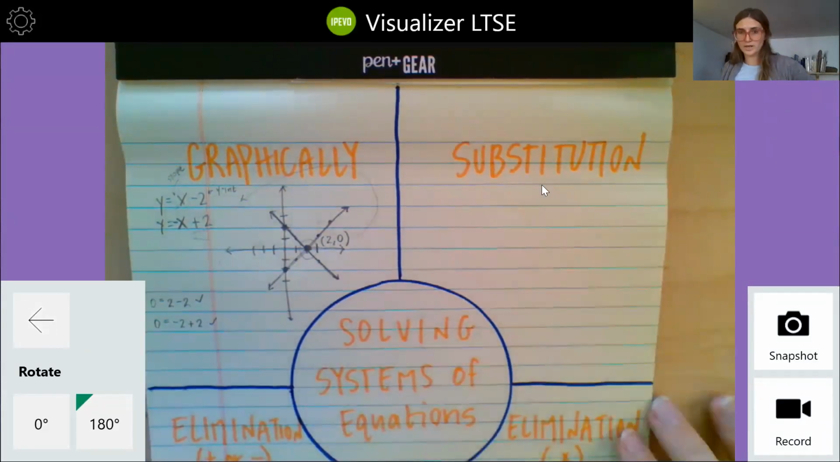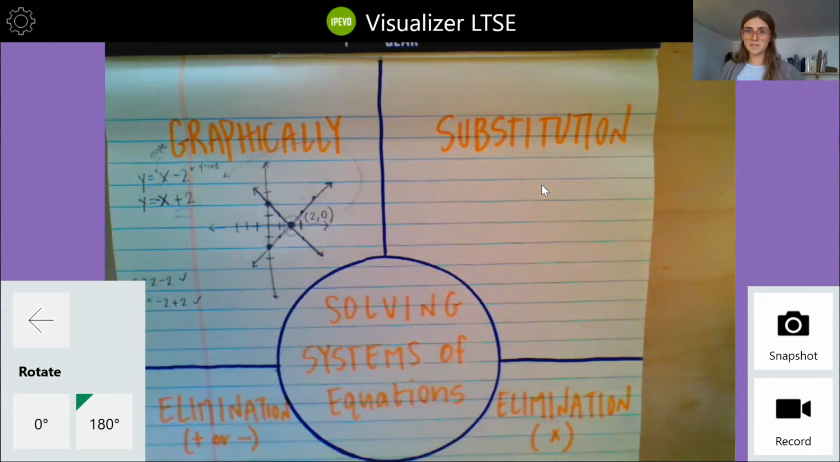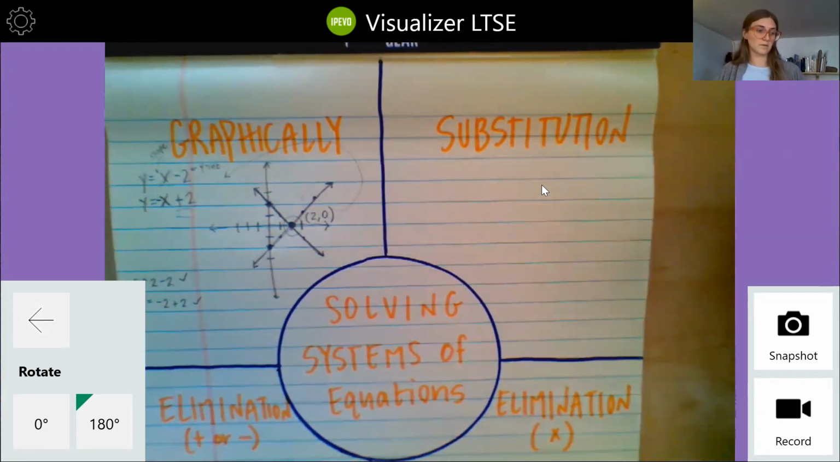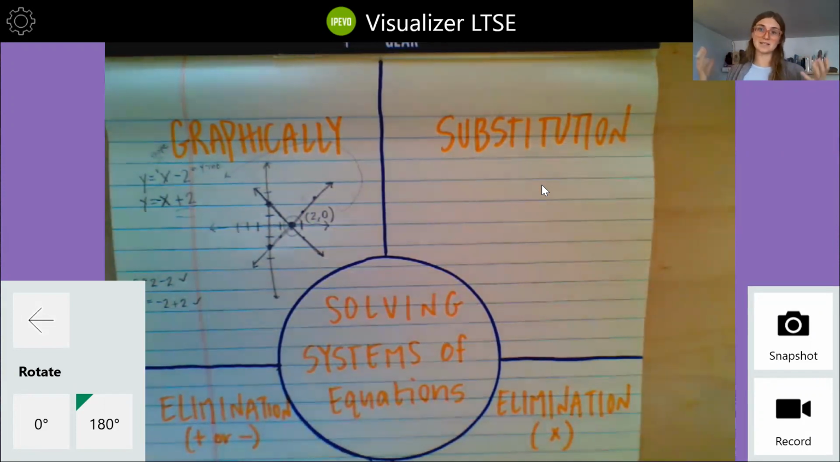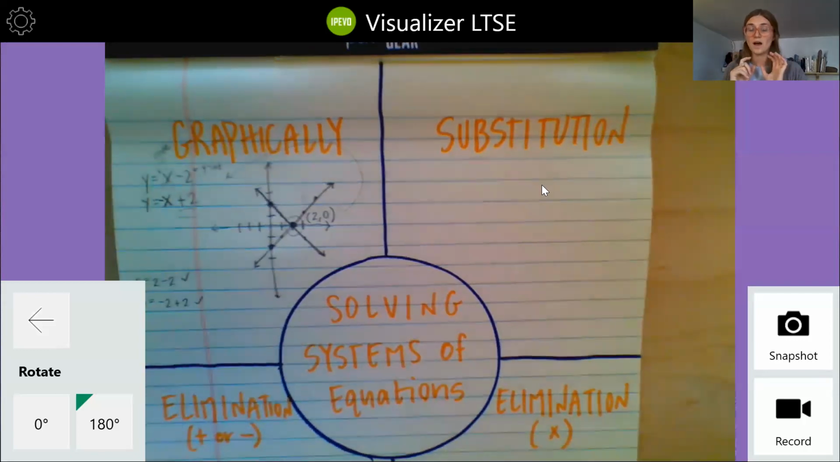Okay, so we're gonna keep talking about solving systems of equations. On Monday, I posted a video about substitution. Substitution is when we take, so let's back up a second. Systems of equations refers to when we have two different equations operating in the same universe, and we need to figure out the value of the variables that is going to satisfy both of those equations.